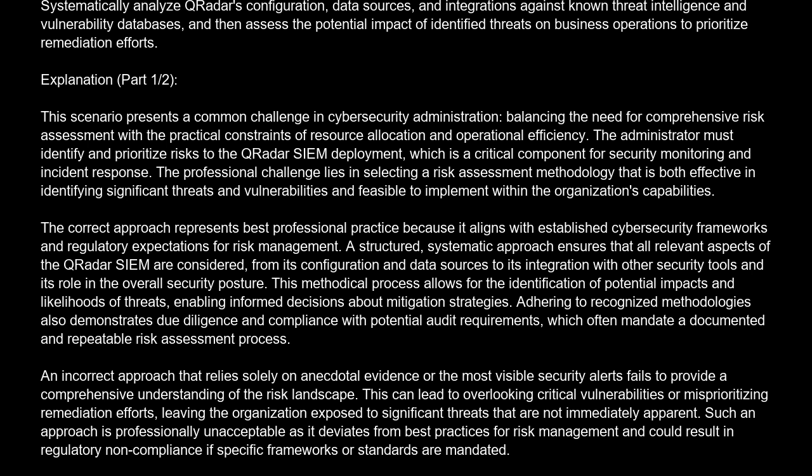Explanation. This scenario presents a common challenge in cybersecurity administration: balancing the need for comprehensive risk assessment with the practical constraints of resource allocation and operational efficiency. The administrator must identify and prioritize risks to the QRadar SIEM deployment, which is a critical component for security monitoring and incident response. The professional challenge lies in selecting a risk assessment methodology that is both effective in identifying significant threats and vulnerabilities and feasible to implement within the organization's capabilities.